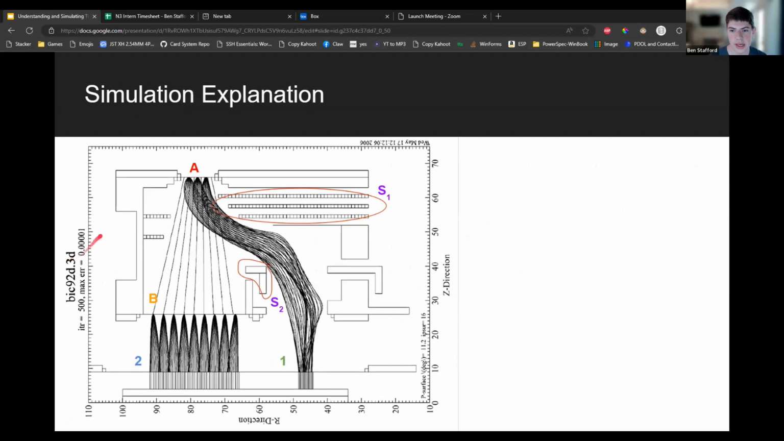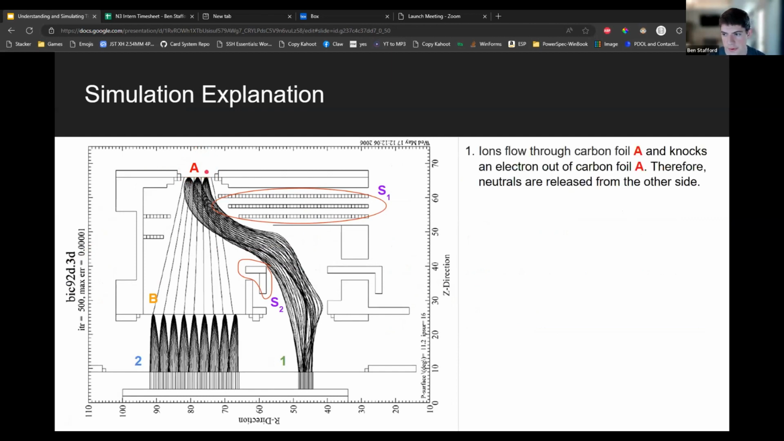So here's a more detailed diagram. Again, now you can kind of visualize the ions being kicked into the plate here. So the first step is ions flow through carbon foil A right here, and it knocks an electron out of the foil. Therefore, neutrals are released on the other side as well as the electrons. Before we talk about the neutrals, we're going to talk about where the electrons are going first. Electrons are getting pulled by this surface first, because as you can see, this is the first surface these electrons encounter. So this surface pulls them to the right.